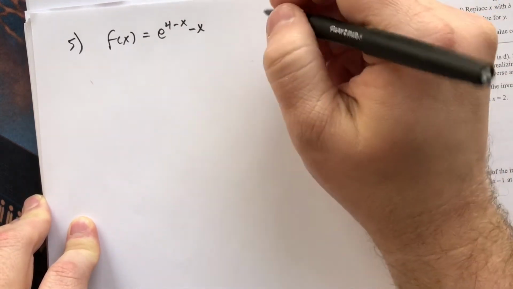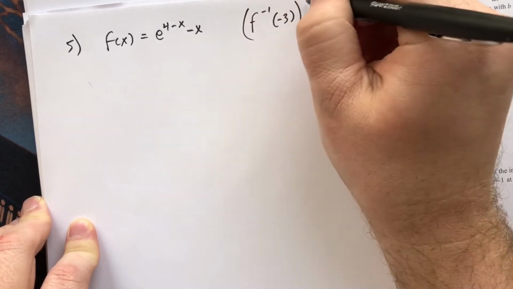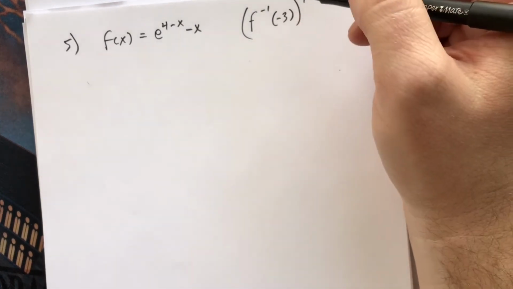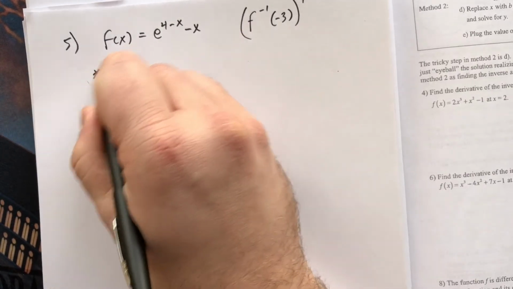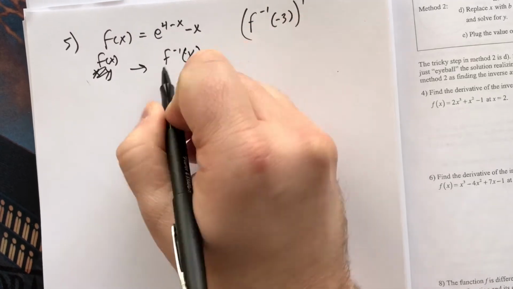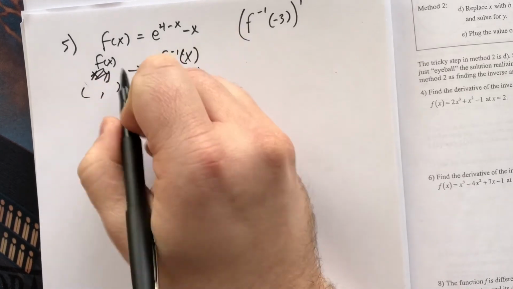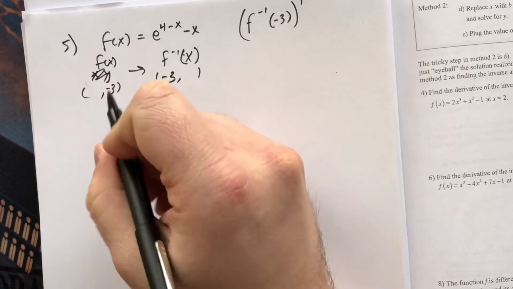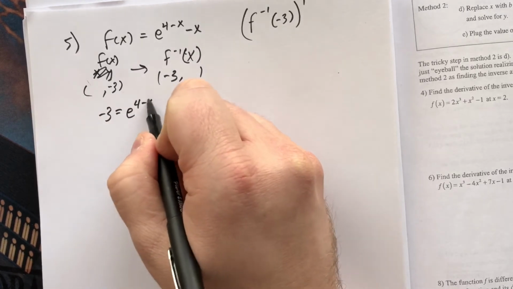So for number 5, we want the derivative of the inverse when x is -3. So all I have to do, remember we go x, y, sorry, here's my original, so here's my inverse. So my inverse we know has -3 comma something, and to find out that y value, we can use our original, where we know the y value is -3. So we're trying to find the x value here. So what I'm going to do, -3 is equal to e to the 4 minus x minus x.